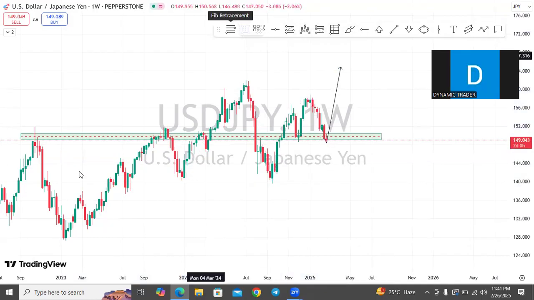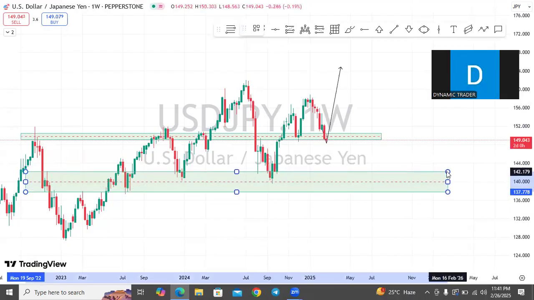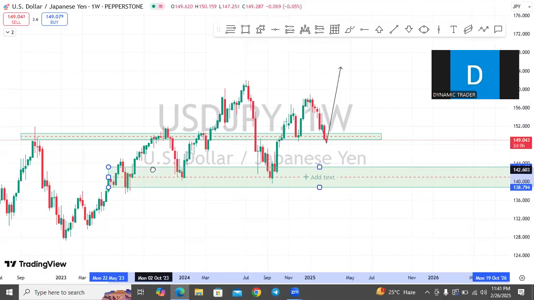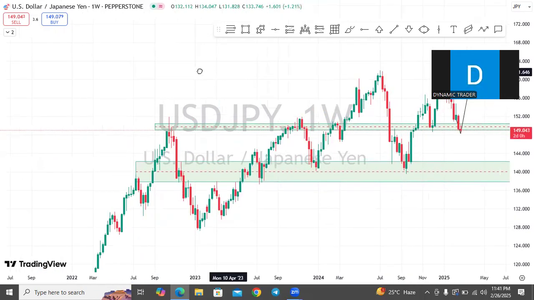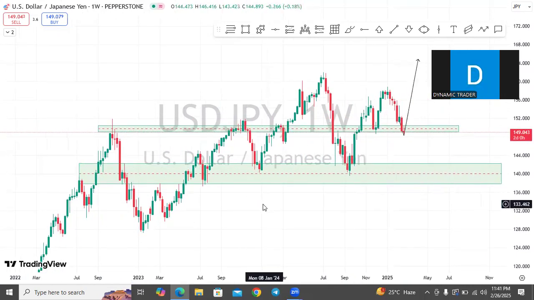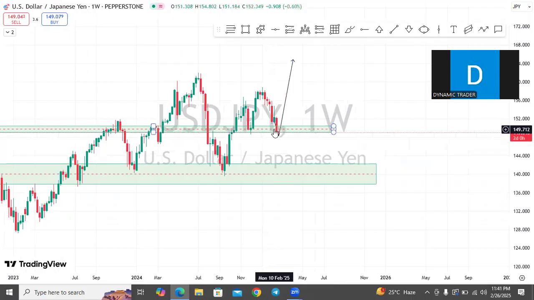Okay, so here now we also have this point that is acting as support. Let's not neglect that. So just follow me closely. You understand what I'm trying to do here. So this is on the weekly. We have this point.